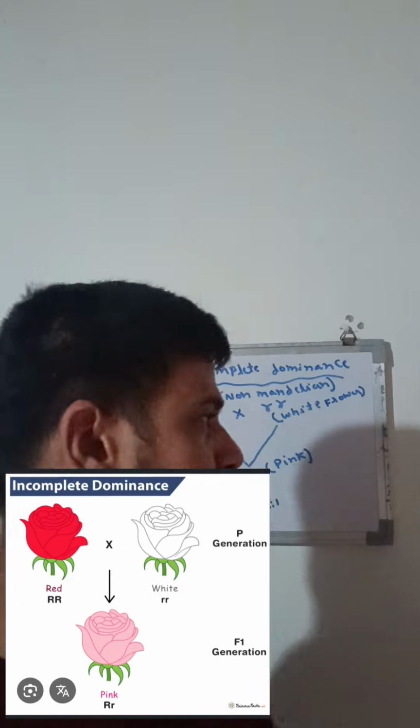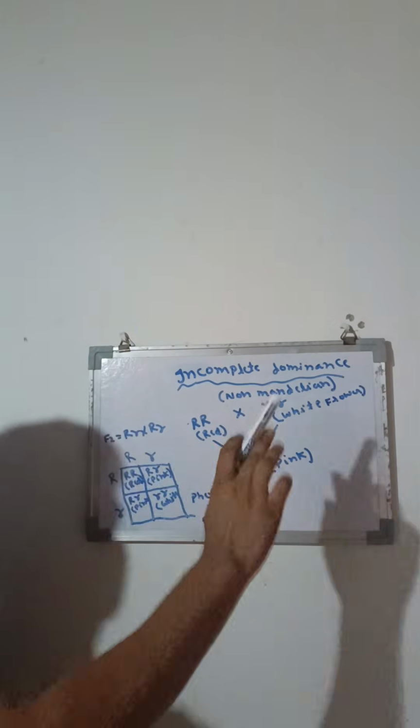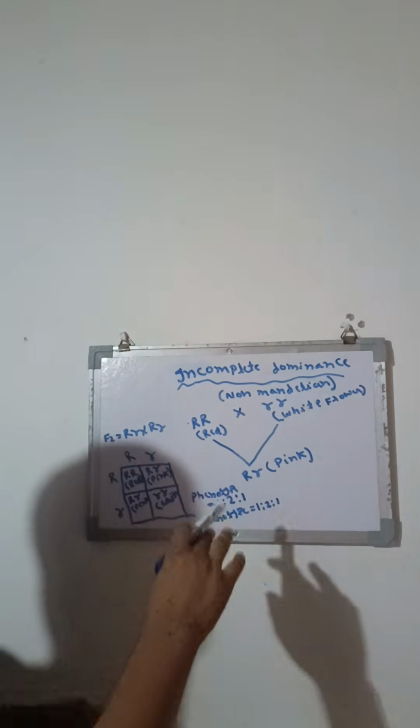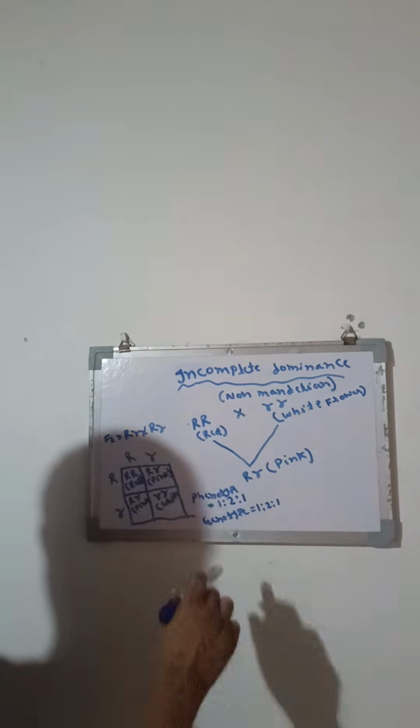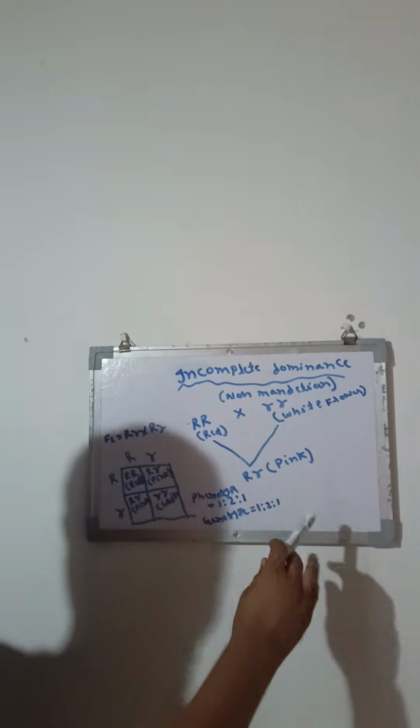Hello everyone, today's video will discuss incomplete dominance, which is based on non-Mendelian inheritance. Here we have taken two types of flower. One is a red flower, another is a white flower. The red flower is indicated by capital letters RR and the white flower by small letters rr.